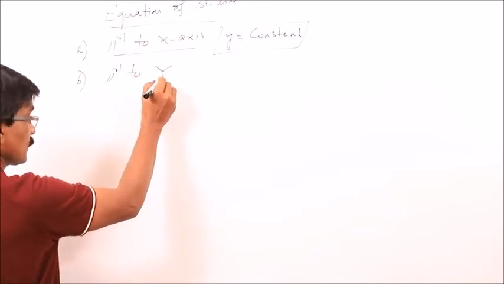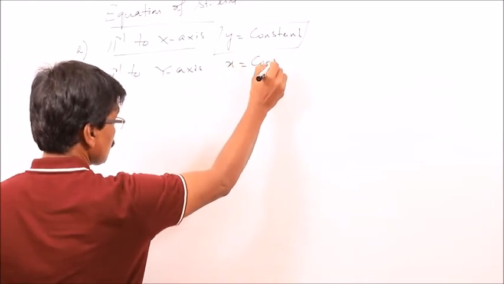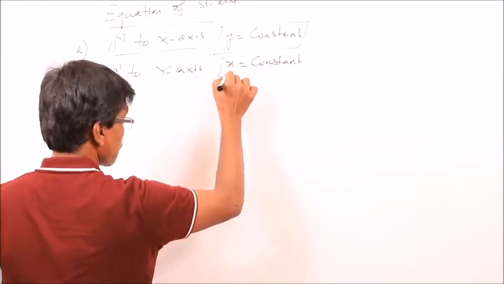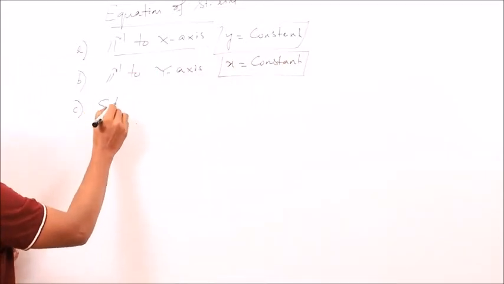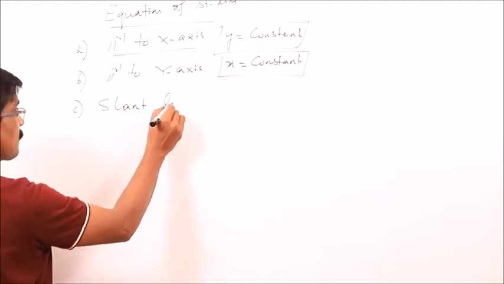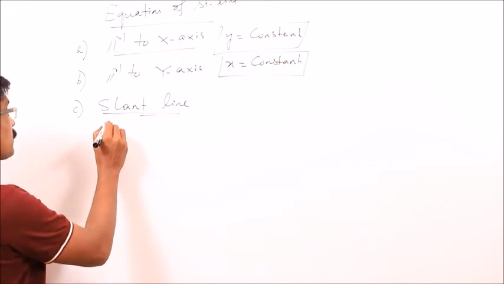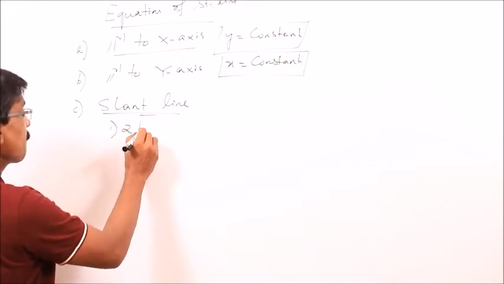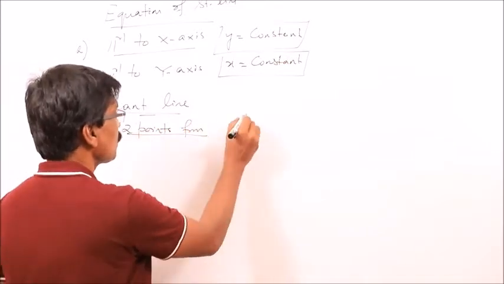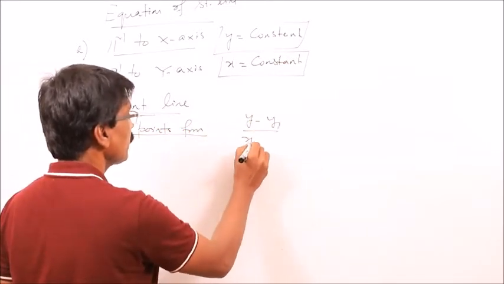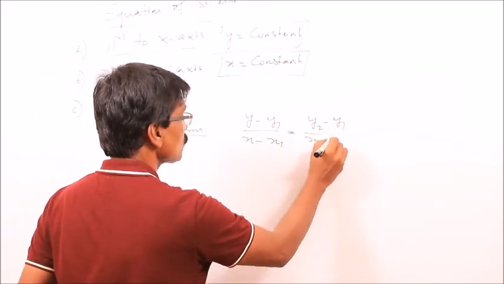Parallel to the y axis, x is equal to constant. The third one is the slant line, or inclined line. We have different forms. One is called two points form, that is (y minus y1) divided by (x minus x1) is equal to (y2 minus y1) by (x2 minus x1).